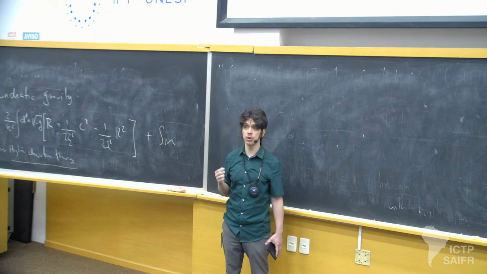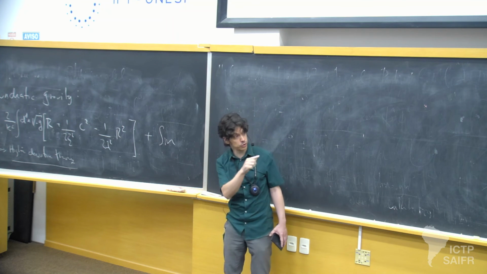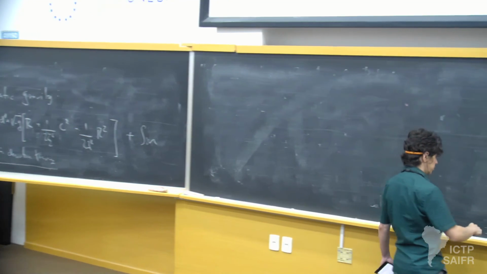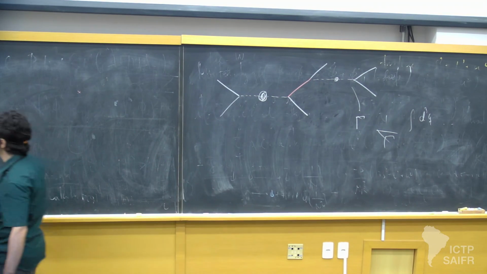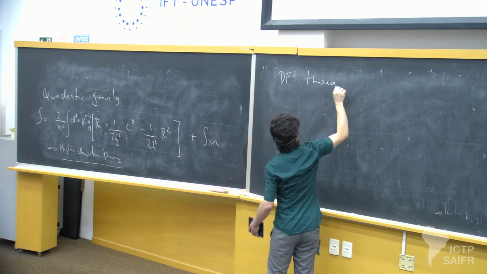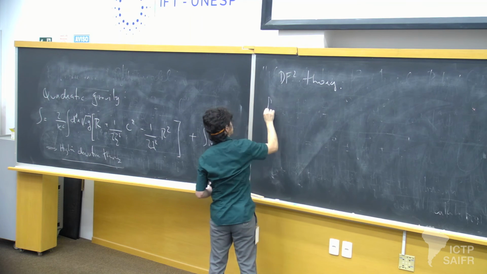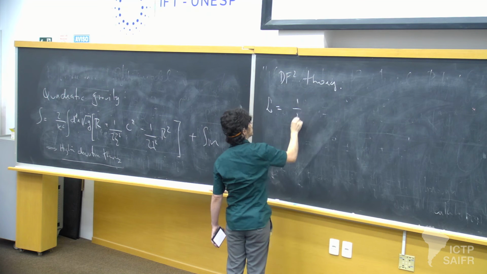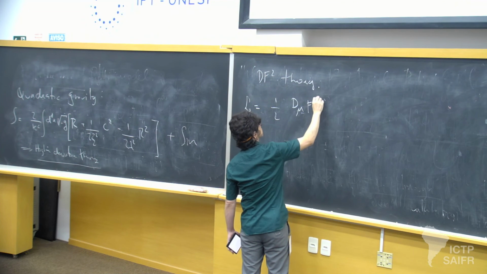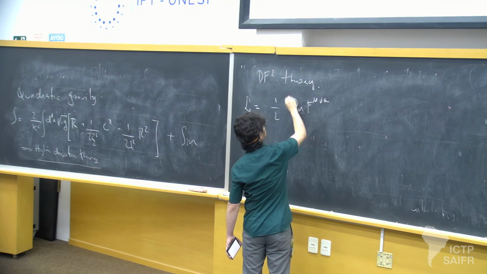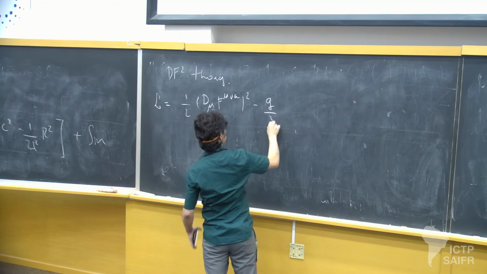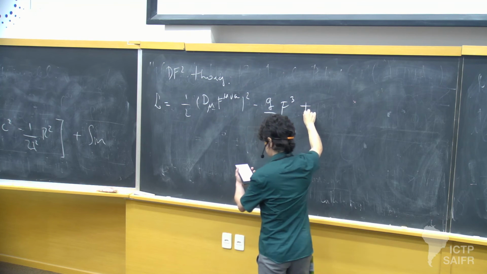So one way to obtain these kind of theories is to use the double copy prescription. With this gauge theory, I'm going to write it now. So this is the DF-square theory. So the DF-square theory has this Lagrangian. So you have 1 over g squared, this is a gauge covariant derivative D_mu F_mu nu squared, minus g 1/3 F cubed plus.